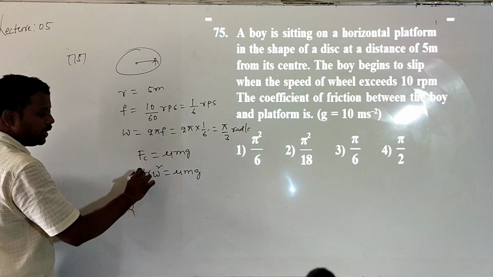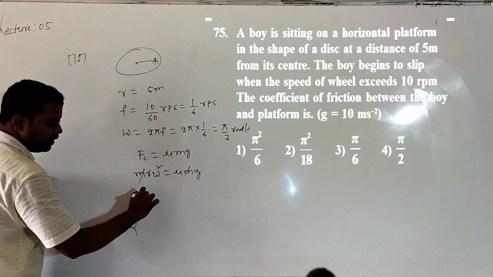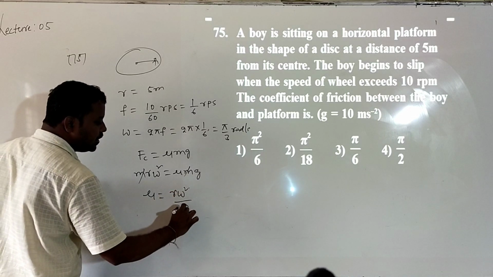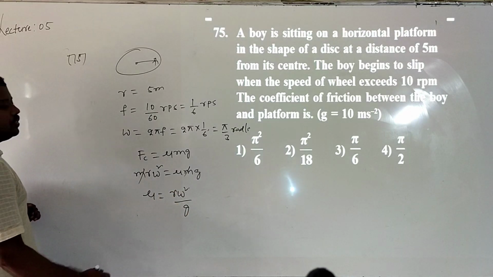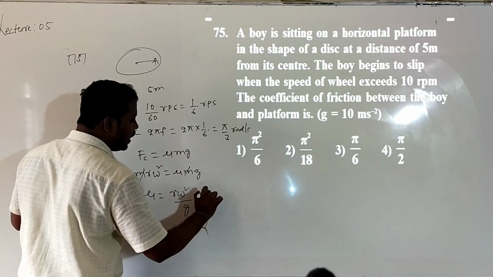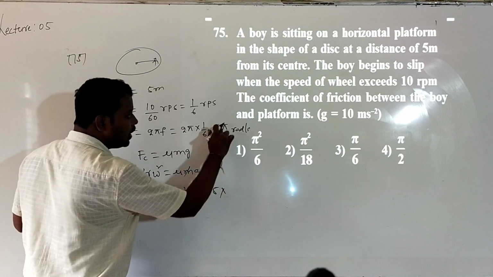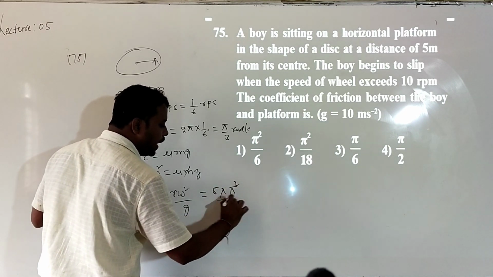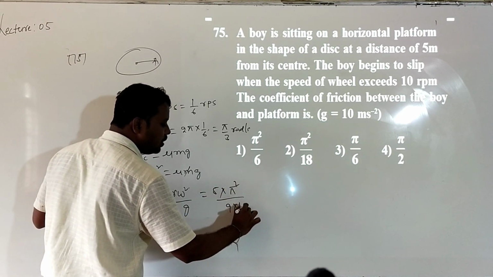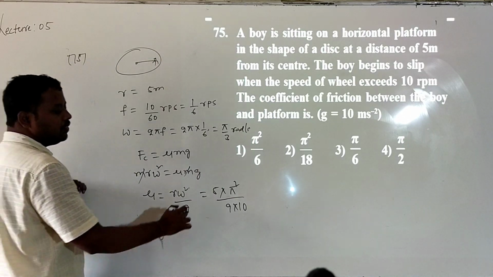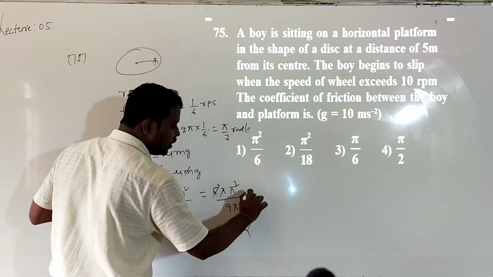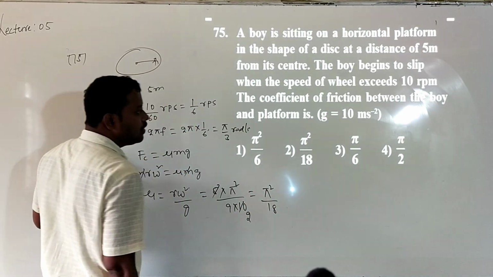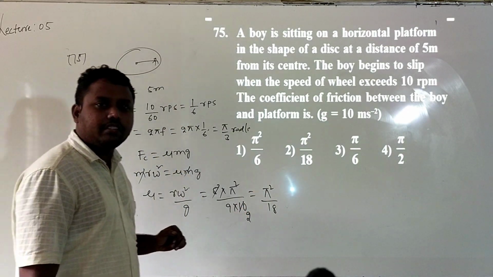Can I write now? The m value cancels. Then what is the value of mu? Mu is equal to R into omega square divided by g. Substitute the values. R value is 5. Omega square is pi by 3 whole square, that is pi square by 9, into g value of 10. 5 ones are 5, 5 twos are 10, then the answer is pi square divided by 18. So coefficient of friction has no units.